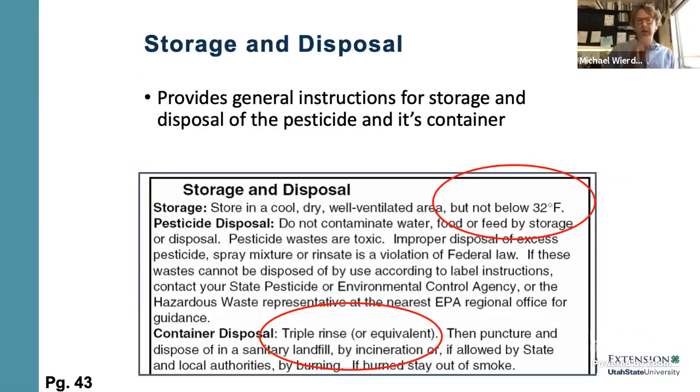All labels have a storage and disposal section. This section lists special concerns with storage. Some products become unusable if they overheat or freeze, so labels list storage temperatures. Disposal language also reminds the applicator that waste must be handled carefully and according to state regulations. The label also reminds applicators to triple rinse empty pesticide containers.